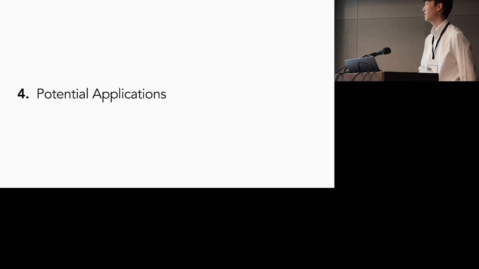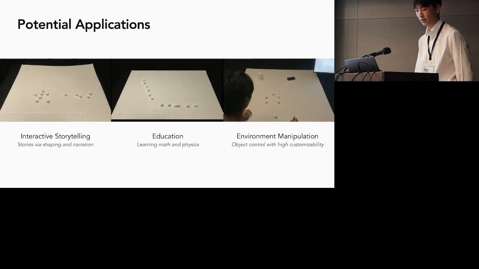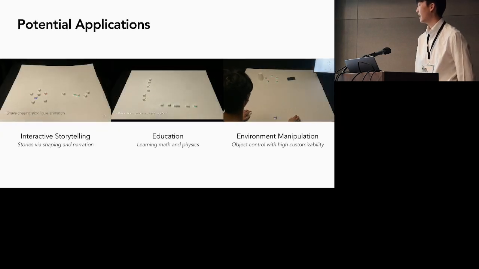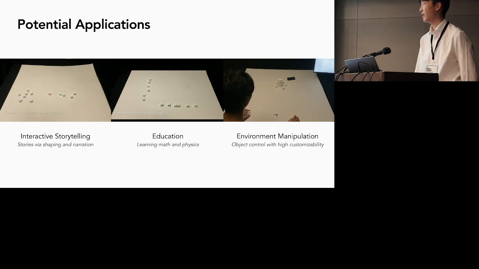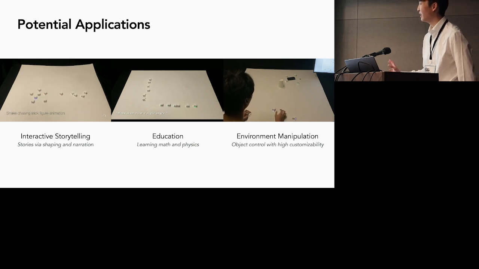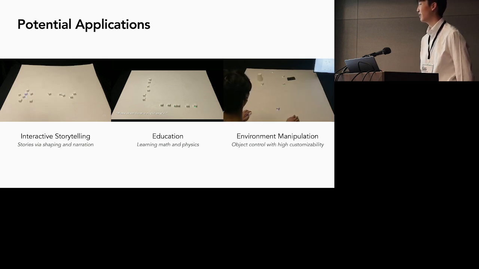So all this put together, we think Shape and Swarm has a variety of really cool applications. And this includes interactive storytelling, education, and environment manipulation. And the key point I want to convey is that all of these different applications are possible within minutes of interacting with the system. And it just highlights how flexible hand shaping and speech are when they're combined together.